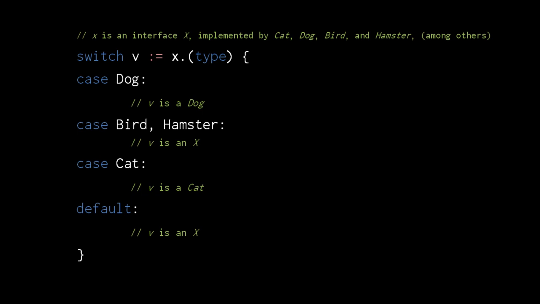When a switch case specifies a type not implemented by the interface, then the variable can't possibly hold that kind of value, and so we'll get a compile error. Here, int does not implement X, and so the compiler knows this case would never be executed.